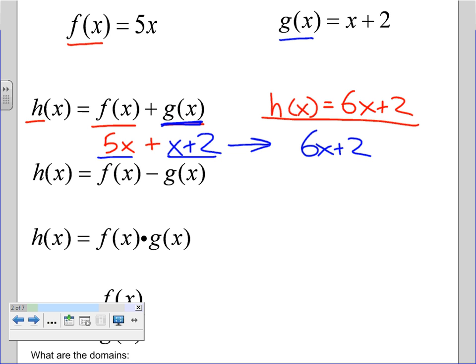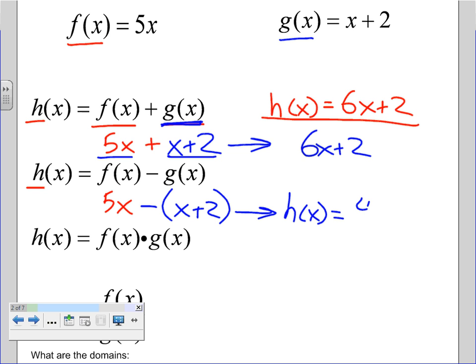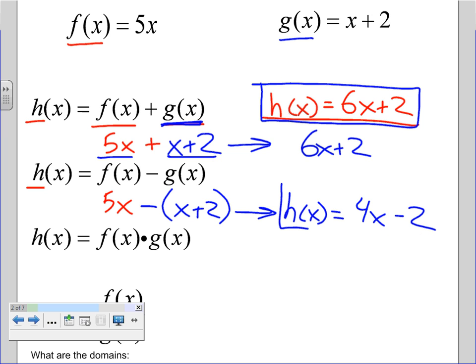Same thing here. Let's say h of x this time, I'm just using h of x again, but it's a different example. So here we have 5x minus, and now notice I'm going to use parentheses here because I'm subtracting the whole function. So what we really have here is h of x is equal to 5x minus x, which is 4x, and then we have minus 2, and we have that for our final function. Okay, so I'm just going to highlight some boxes here to show what we have going on.